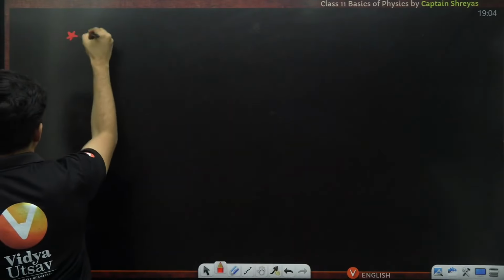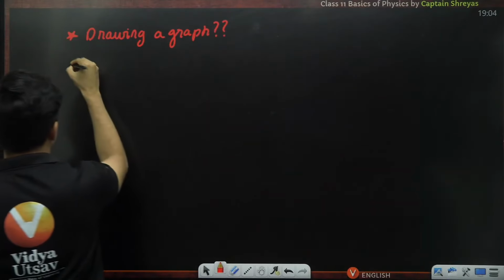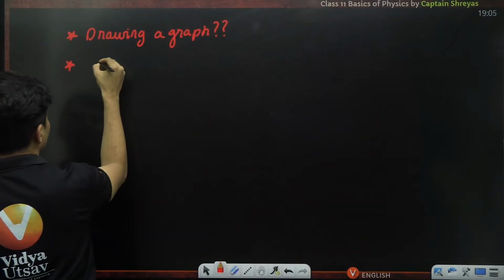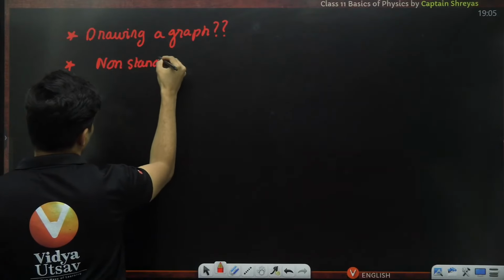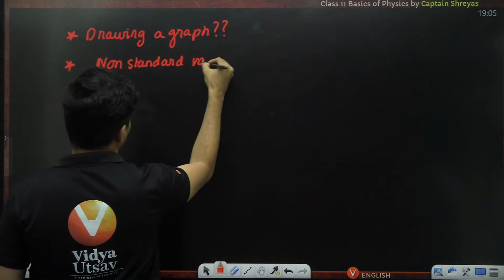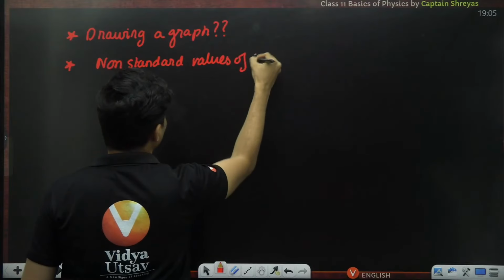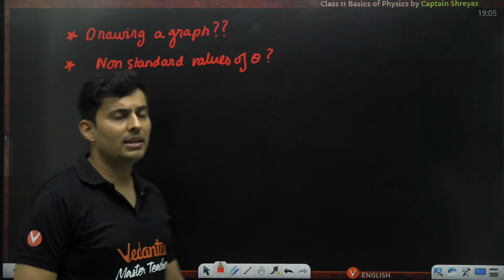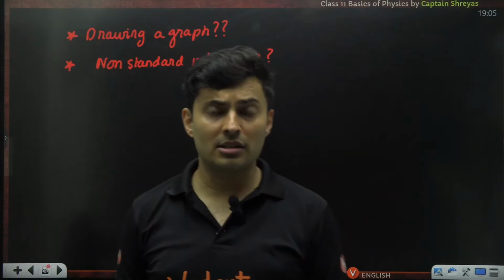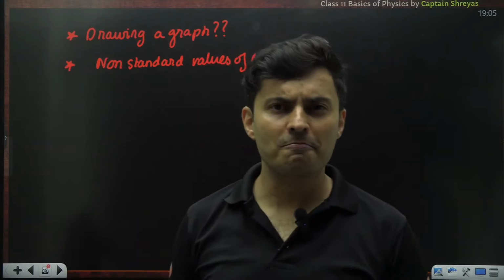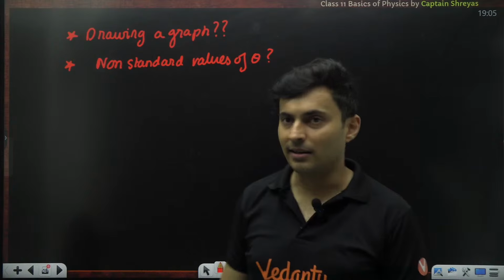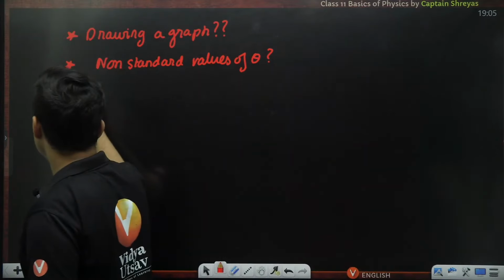Drawing a graph may not be feasible every time. Sometimes you don't know how the graph is. Sometimes you might get non-standard values of theta, like for example, theta is 38 degrees or theta is 79 degrees. Then what is the tan value? Then you need log tables, etc. Also, there is human error.